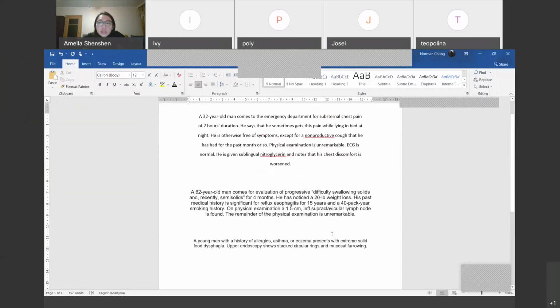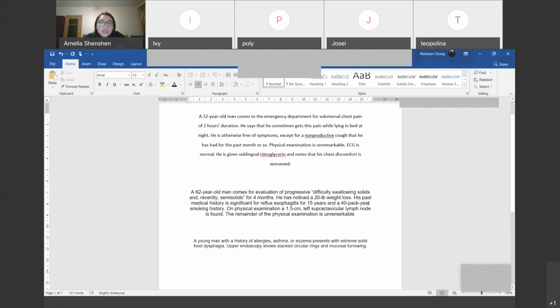A 62-year-old man comes in for evaluation of progressive difficulty swallowing solids and recently semi-solids for 4 months. I did not create this one myself. I got this from USMLE. That is why this is in pounds, we are supposed to use kilograms, right? I don't even know how to convert pounds to kilograms. So anyway, just bear with it. He has noticed a 20 pound weight loss.